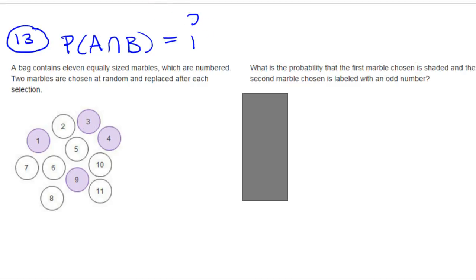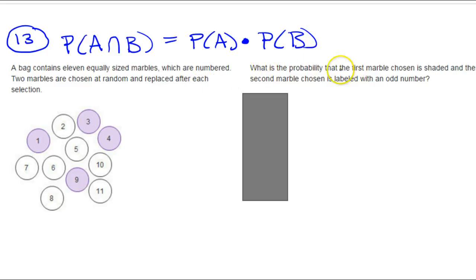A bag contains 11 equally sized marbles, which are numbered. 2 marbles are chosen at random and replaced after each selection. As soon as I see that they are replaced after each selection, that immediately makes me think that these are independent events. So the probability of one event and another event happening is going to be the probability of one event times the probability of the other event. So that jumps into my brain.